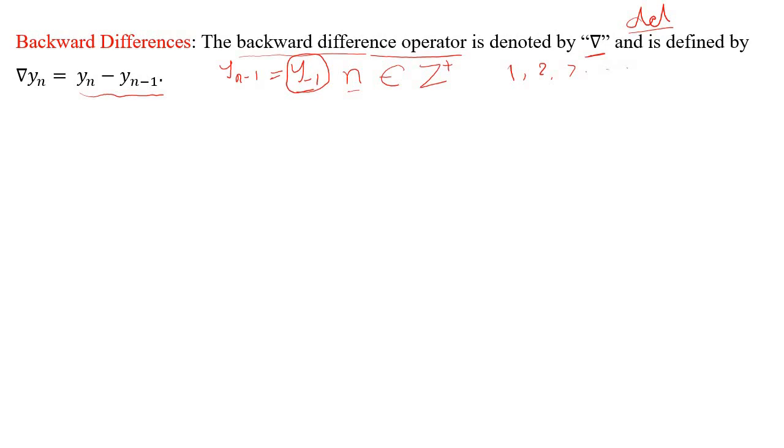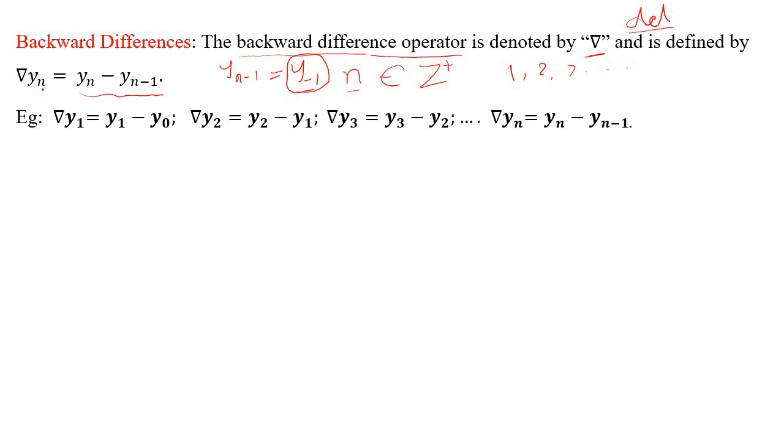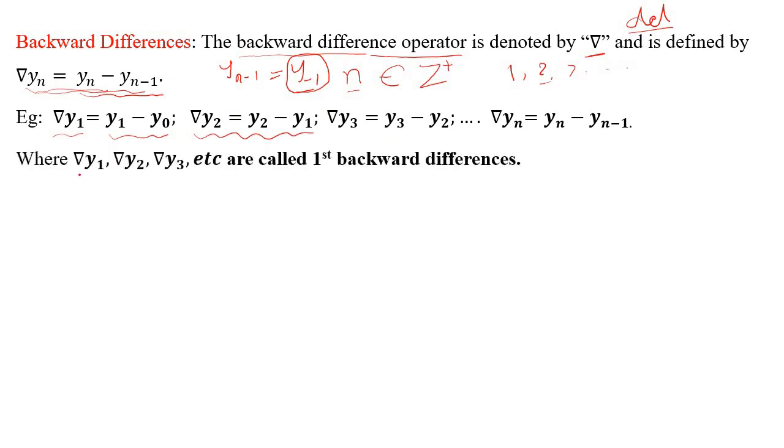Now using this, I'm going to define the first order backward differences. When I take n equal to 1, this reduces to del y1 equals y1 minus y0. Similarly, when I take n equal to 2, this reduces to del y2 equals y2 minus y1, and so on. So here del y1, del y2, del y3 are called first order backward differences.